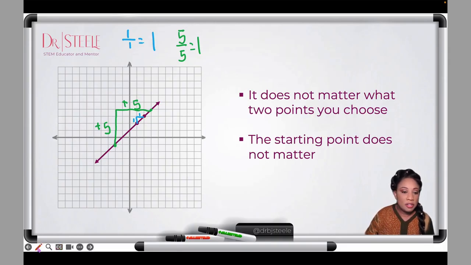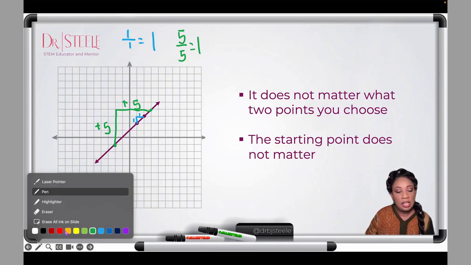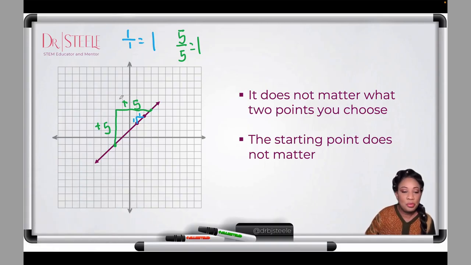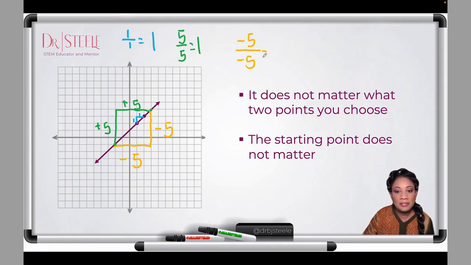And again, for those of you that are still wanting to do something different, if I want to go down first, I can. So I can go down 1, 2, 3, 4, 5. And if I go to the left, 1, 2, 3, 4, 5. So, -5 over -5 is 1. Surprise! Not really, but okay. Moving on.